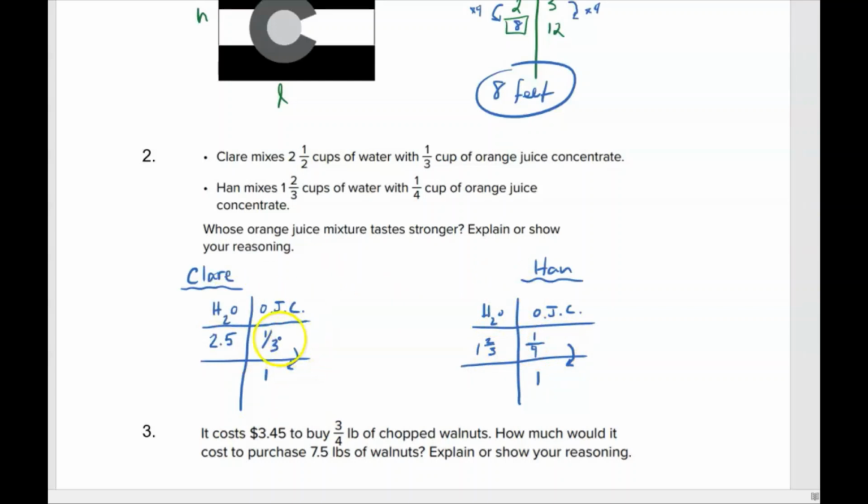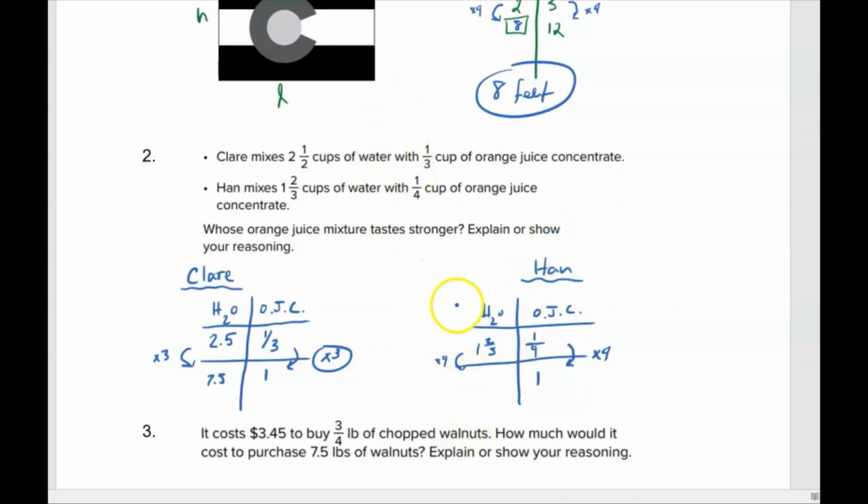So for Claire, to go from 1/3 to 1, I am tripling my batch. So I need to multiply by 3 over here. 2.5 plus 2.5 would give me 5, plus another 2.5 would give me 7.5. So I'd use 7.5 cups of water to 1 cup of orange juice concentrate in Claire's mixture. And in Han's, I'm starting with a 1/4 cup of concentrate, so I need to make that 4 times bigger to get to 1. So over here, I'd also need to make that 4 times bigger.